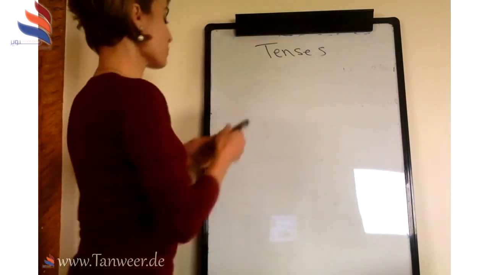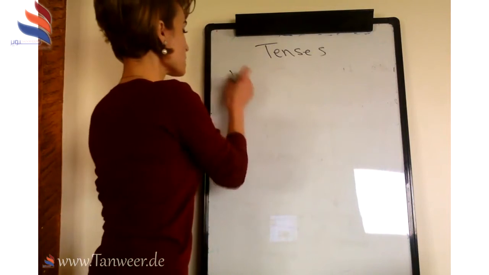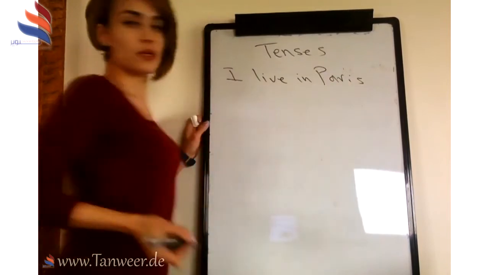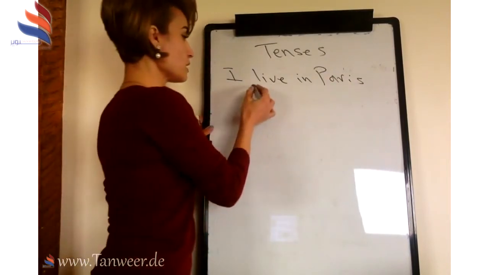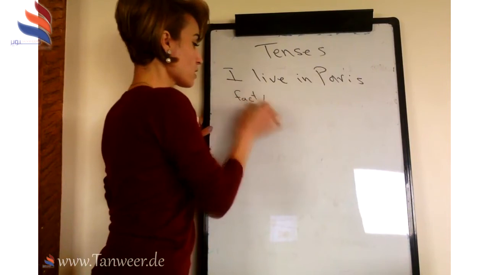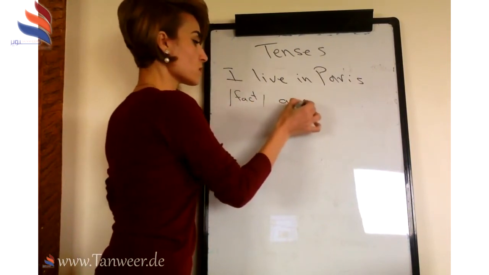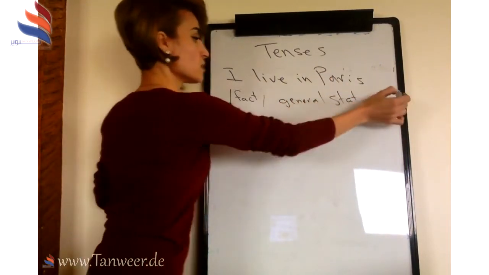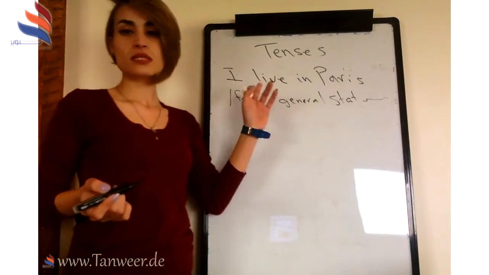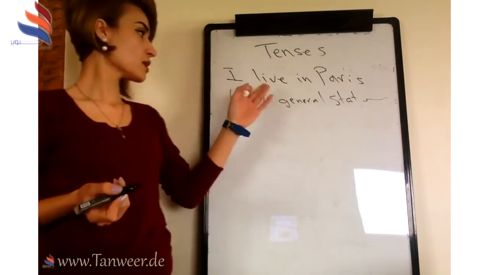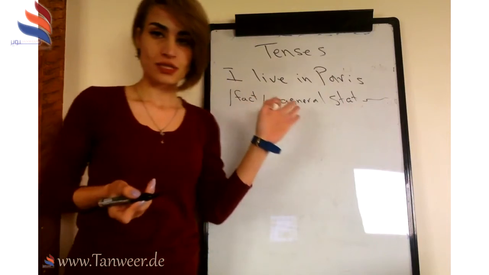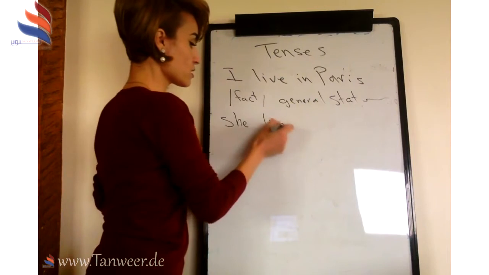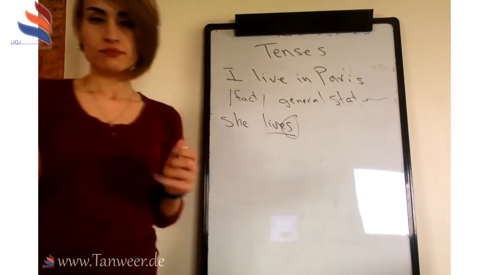Let me start with simple present. Okay? Or when I say I live in Paris. I live here. This is a kind of fact, general statement. So I tend to use simple present. It's not something like, as I said, a fact or a general statement. Of course, when I go to the subject she, I have to write lives. Okay? I'm sure you know that.